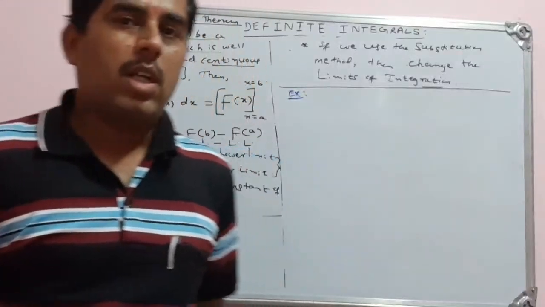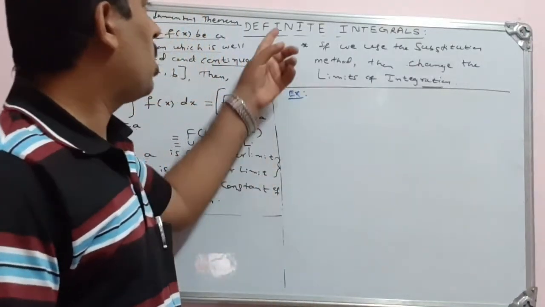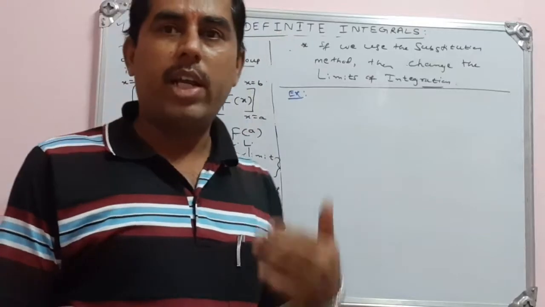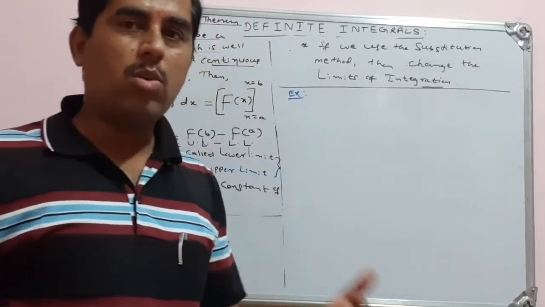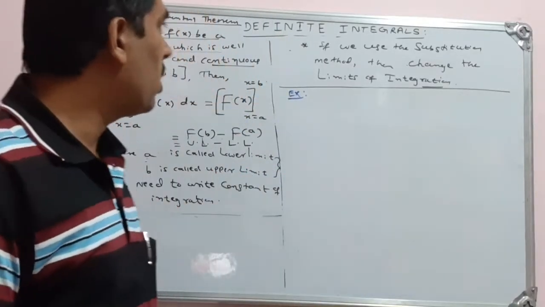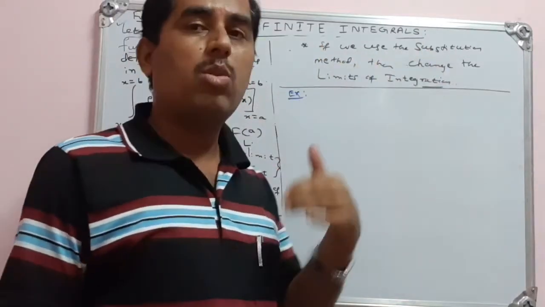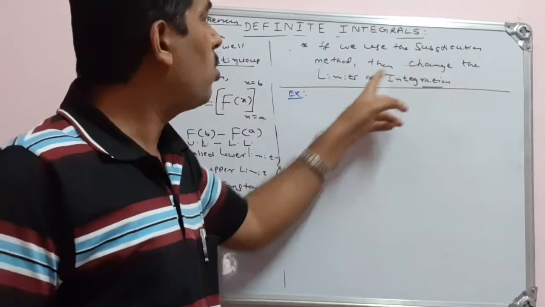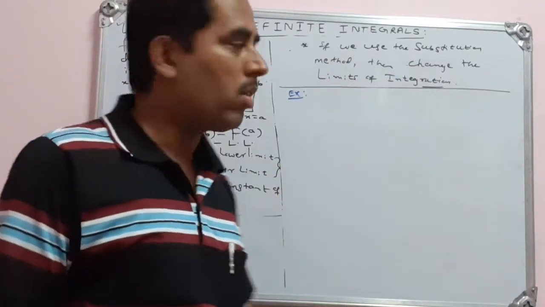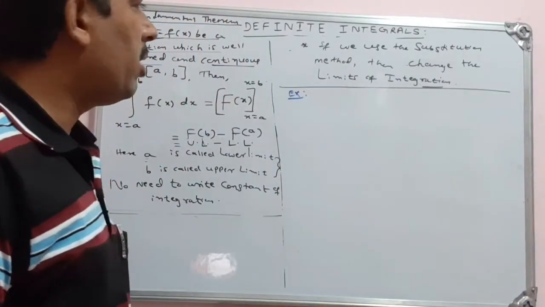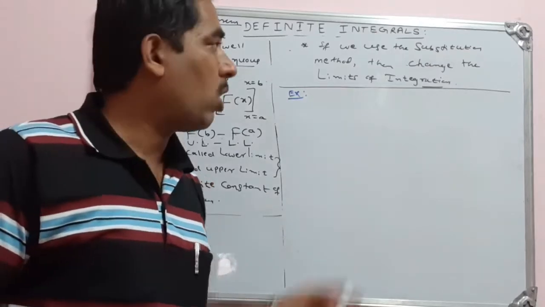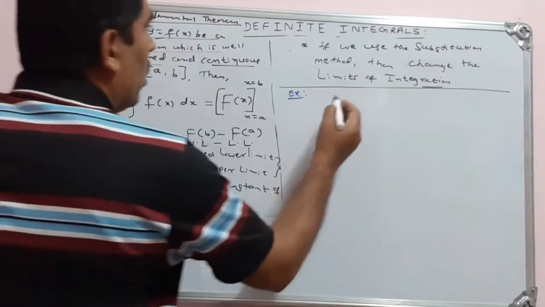So in our previous class, we have learnt about definite integrals. While calculating definite integrals, we don't have to write the constant of integration. Also, one important point is, if we use the substitution method to integrate the given function, then we have to change the limits of integration. So can we change the limits of integration? Let us work that out by taking one example.